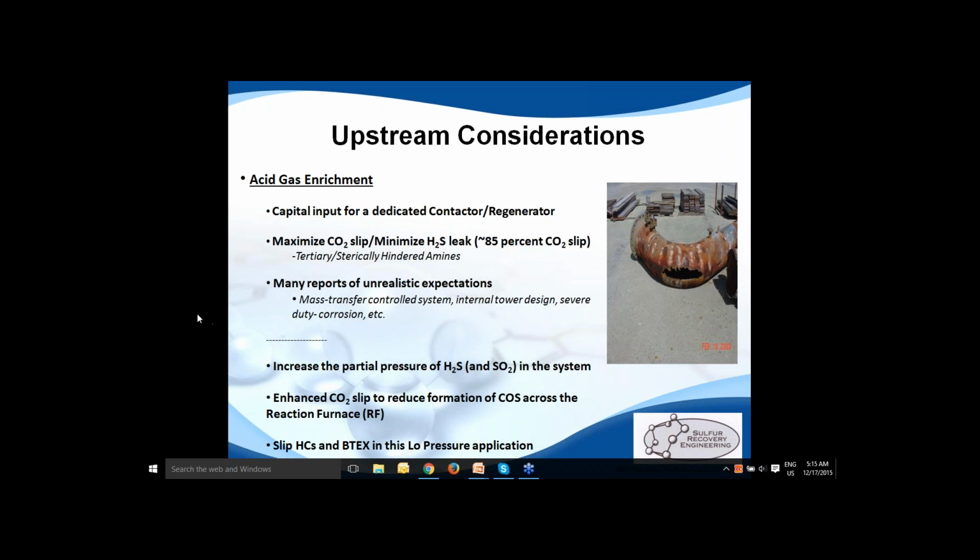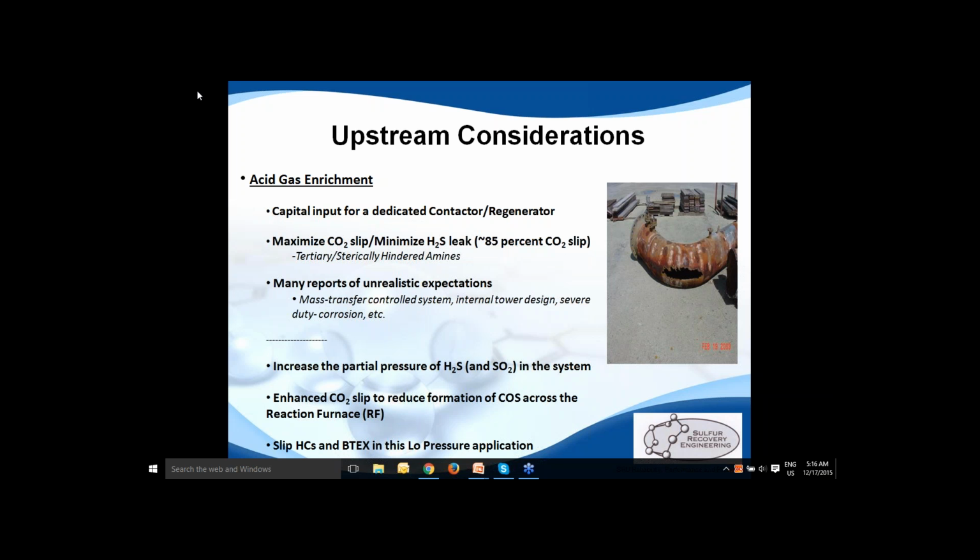But the benefit of acid gas enrichment is that we increase the partial pressure of H2S and, as a result, SO2 in our system because we are maximizing our CO2 slip and generating a stream that is more rich in H2S. Other factors, because we have less CO2, there's less potential to form COS across the reaction furnace. In general, CO2 plus H2S can yield COS, carbonyl sulfide. Hydrocarbons can also react with H2S and generate CS2, carbon disulfide, across the reaction furnace.